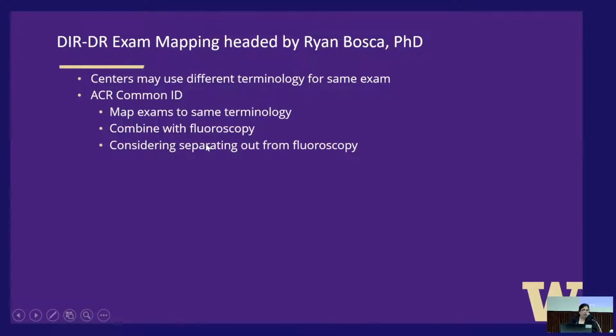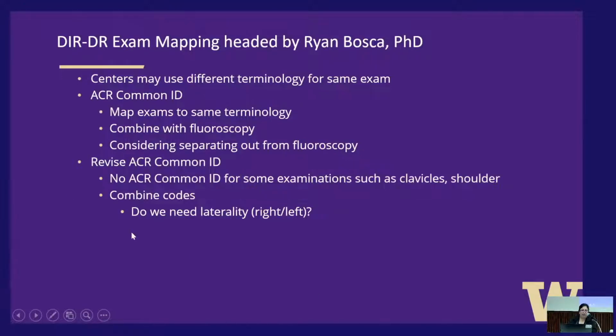If you're doing an RF room where you're using radiography and fluoroscopy, there has to be some way of combining the data or sending it to two different registries. So those are all the things that they are trying to figure out. There is no ACR common mapping terminology for exams such as clavicles and shoulder, which is what we do a lot in X-ray. What about laterality?